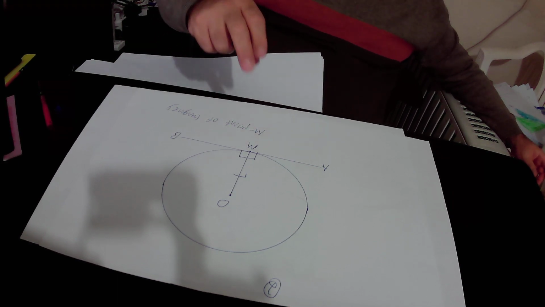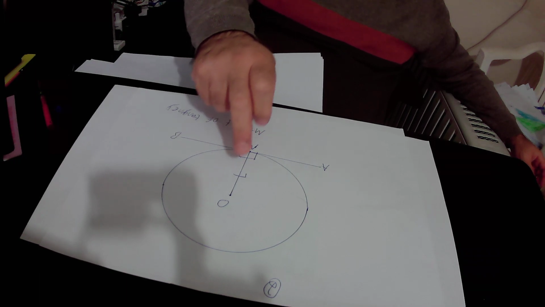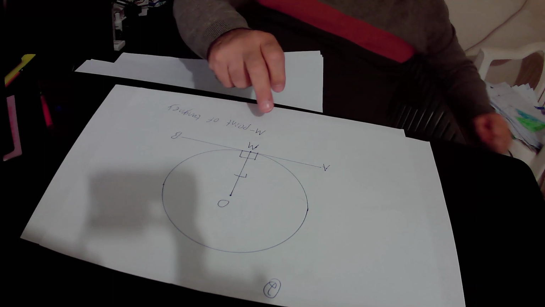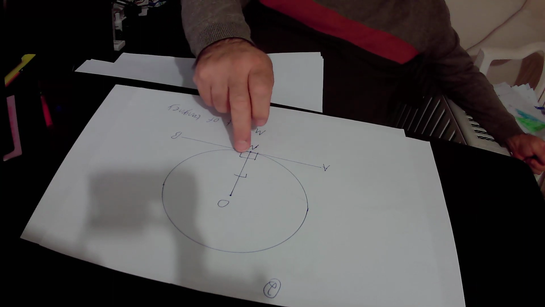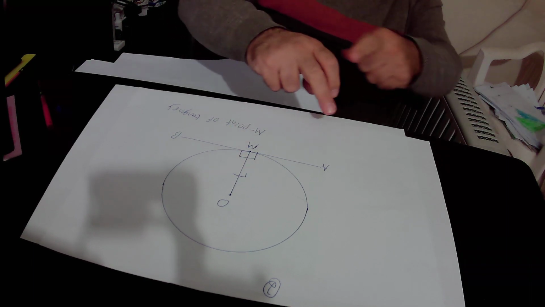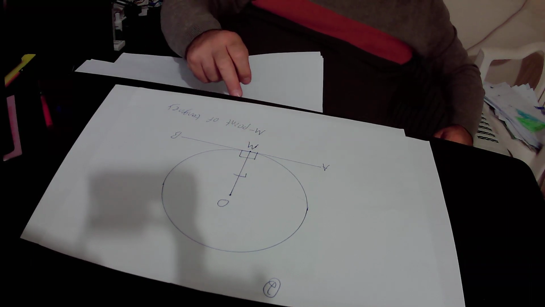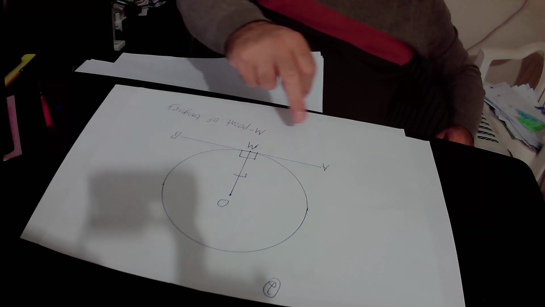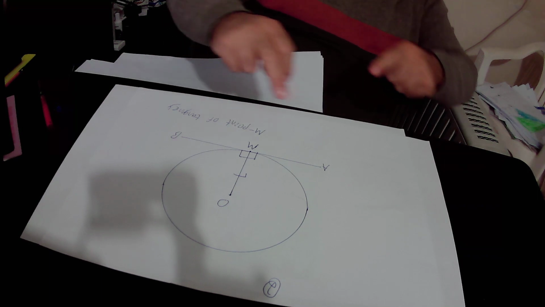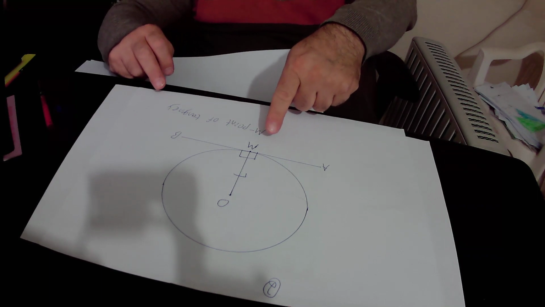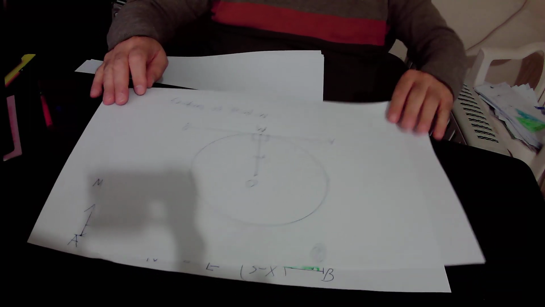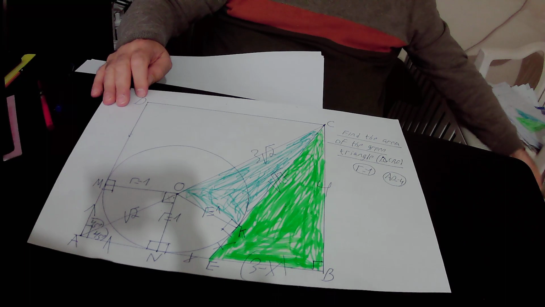So whenever you have a radius drawn to the point of tangency, the tangent AB will be perpendicular to this radius. That is to say, this angle equals 90 degrees and this angle also equals 90 degrees. So a tangent to a circle is perpendicular to the radius drawn to its point of tangency. Okay, so we can implement rule number 1 in our drawing.